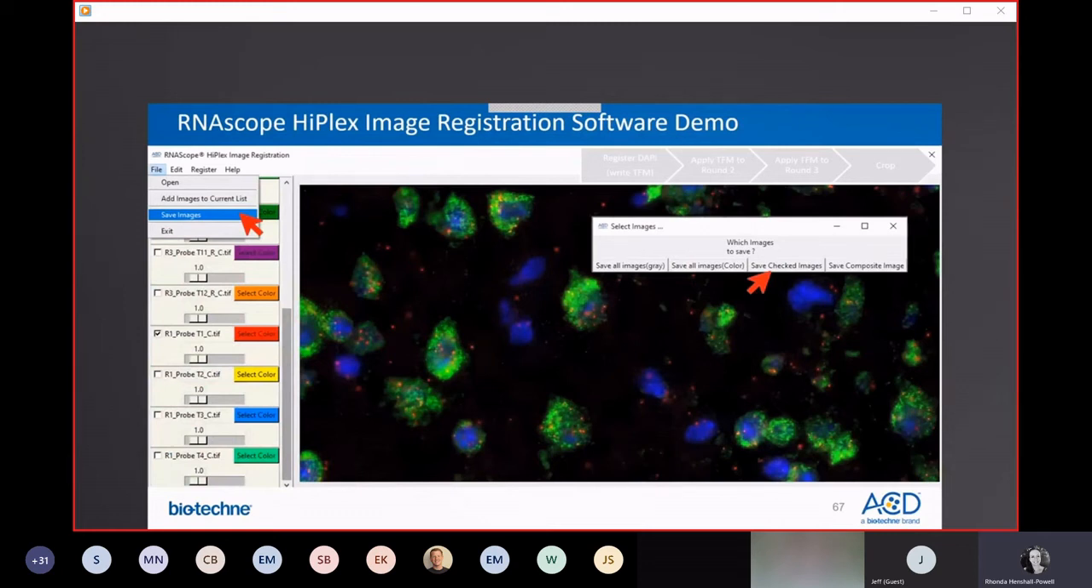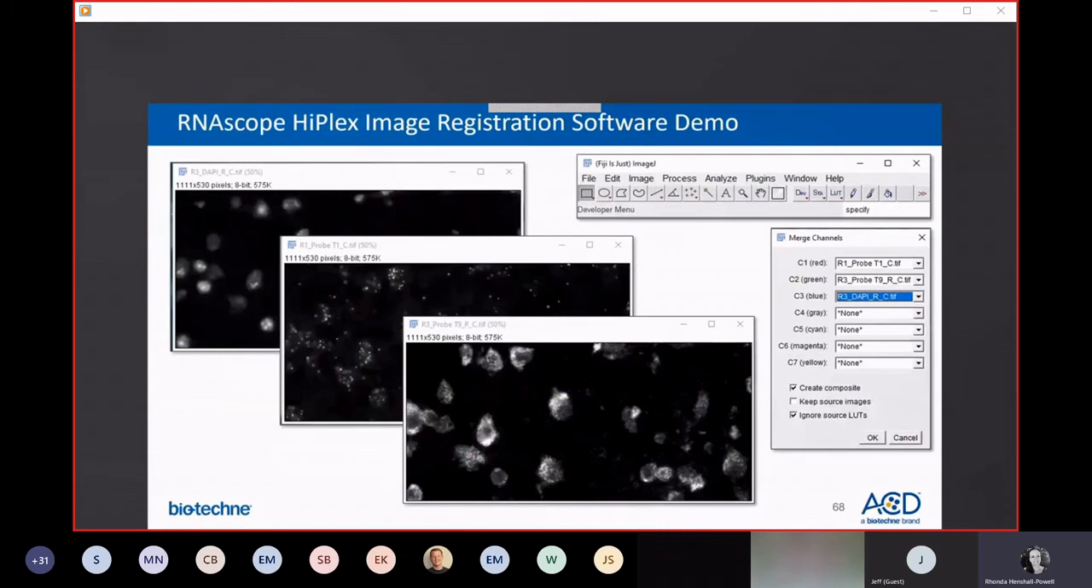So at this point, you have a couple of different options for how you want to save your images, but I recommend to save them in grayscale for manipulation with different softwares downstream. Of course, you never want to adjust brightness and contrast too much. Hopefully you took a fairly honest image on the microscope in the first place, but using Fiji for that is the better option rather than using the HiPlex image registration software.